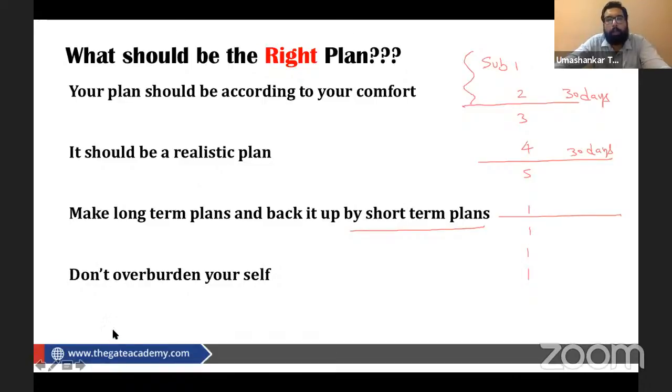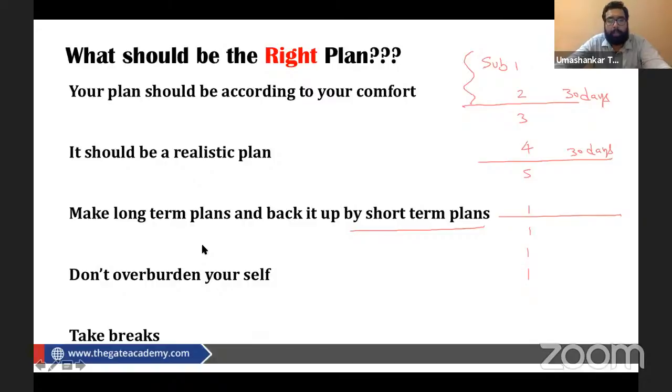Also, never overburden yourself. If you say, "I'll be studying 10 hours a day," you can do it for a day or two, but you cannot do it regularly. So your plan should be realistic and according to your comfort. There must be short-term plans also, and never try to overburden yourself. And it is okay to take breaks sometimes, and you can include them in your planning.